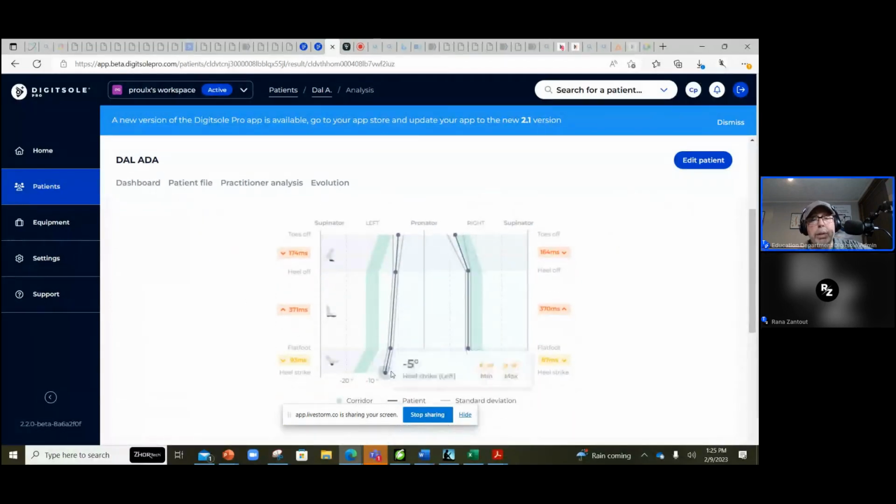So let's look down here and we see that I can put my cursor over these large dots and it gives me the actual numerical value, right? That's the -5 upon heel strike. Well, this green corridor here is actually the normative value that we have found in our system. So what we're measuring here is the orientation of the foot relative to the ground surface in the contact phase in a shoe.